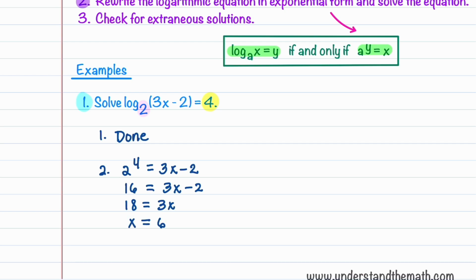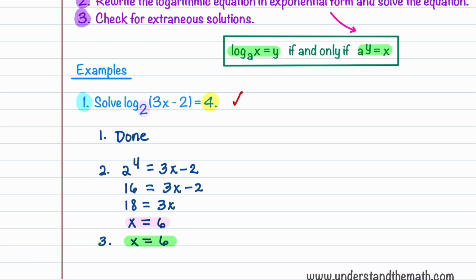Now we're almost done, but we have a third step. And that third step is to check to see if we have extraneous solutions. So what we're going to do is take our solution x is equal to 6 and plug it back up into our original equation, and we see that inside the log, 3x minus 2 is equal to 16, and that's greater than 0, so we're all good. We can then just write down our solution, x is equal to 6.